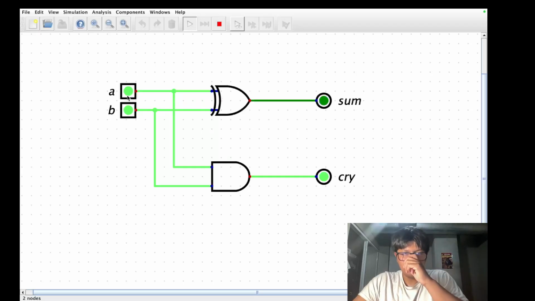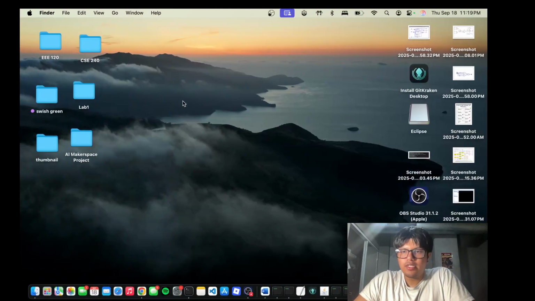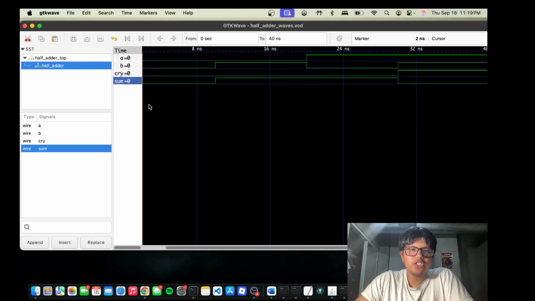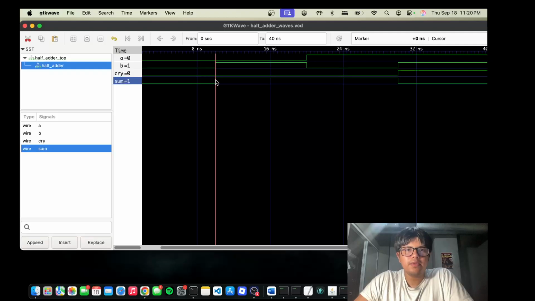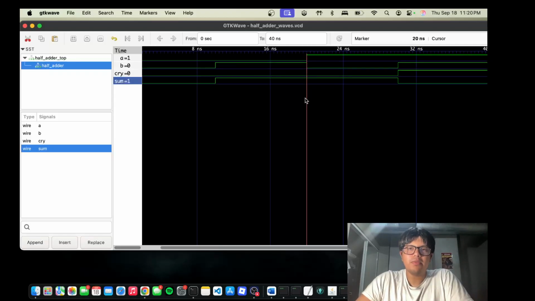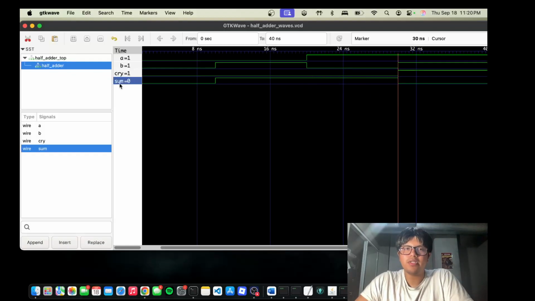However, if we do light both of these up, two ons in the XOR gate means that this output will be off. But since there are two ons here, the AND gate will light up the cry output. And here, this is the GTKWave for my half adder waves. As you can see, this pretty much runs the same thing as in the design. A0 B1 equals sum one, A1 B0 equals sum one, A1 and B1 equals cry one, but sum is zero.